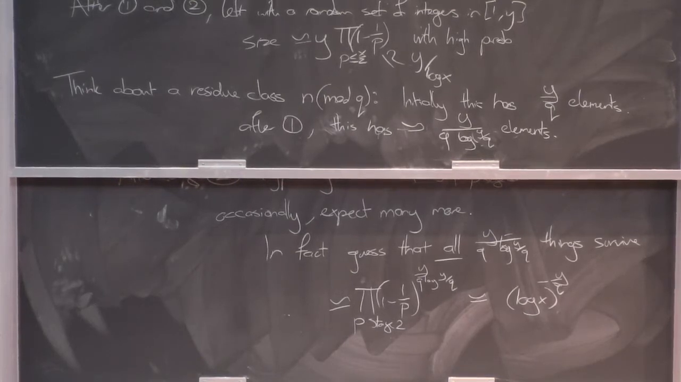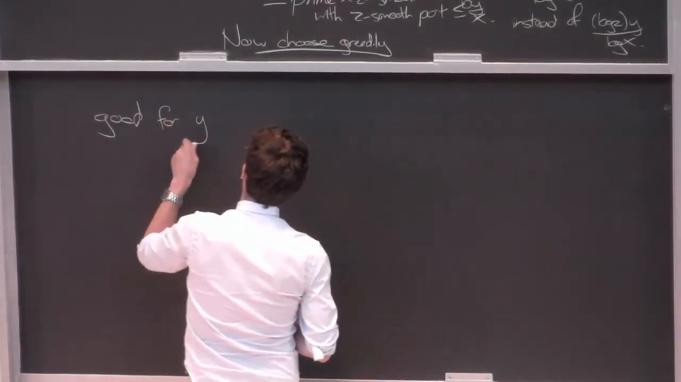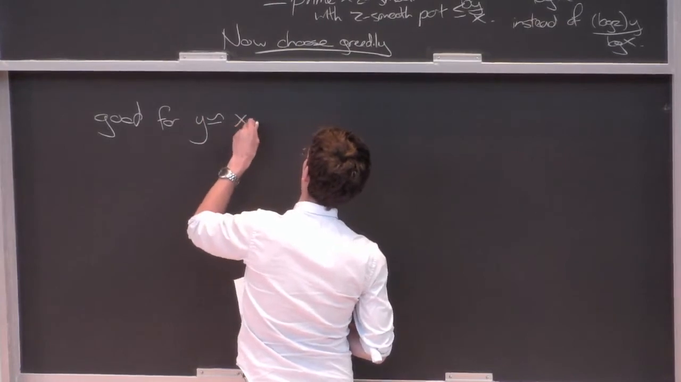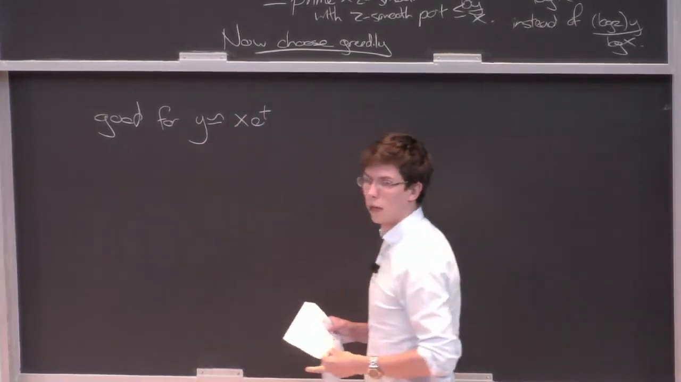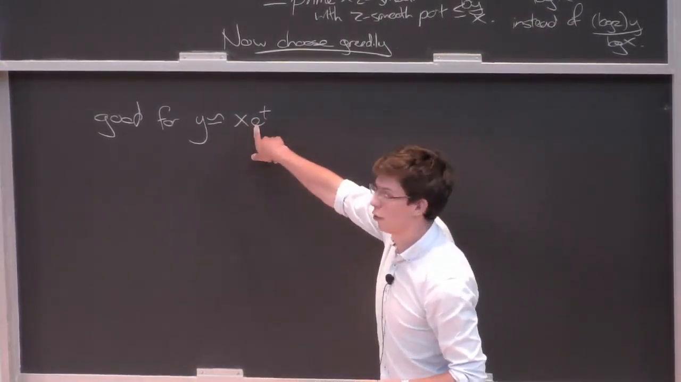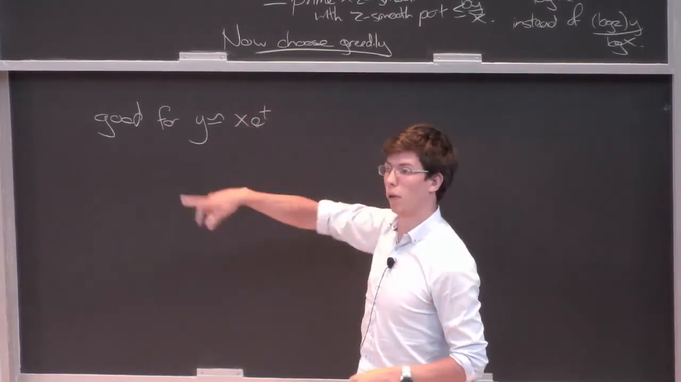Okay, so we have the expected number of integers n which survive 1, 2, and 3 is of size y e to the minus t over log x. And so this is good for y being of size about x times e to the t. And so in particular, we get an arbitrarily large improvement, provided we can take this quantity t to be arbitrarily large.